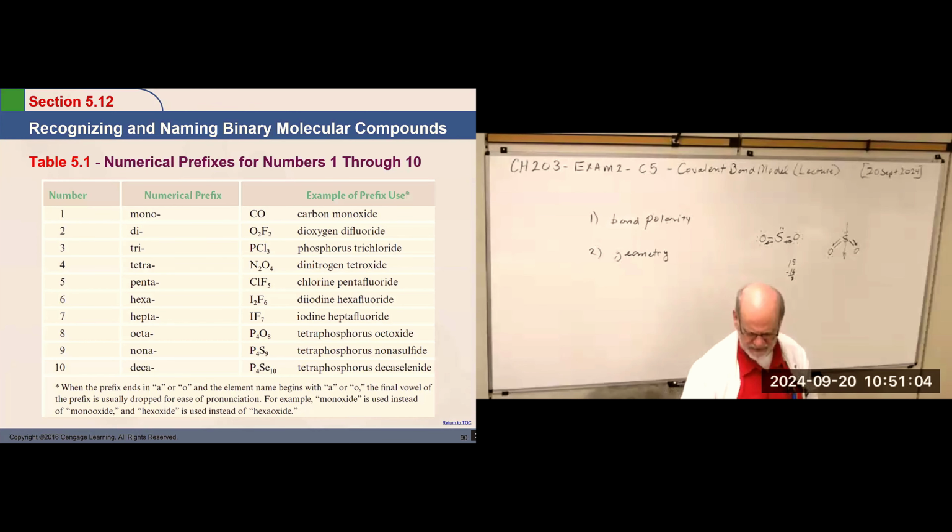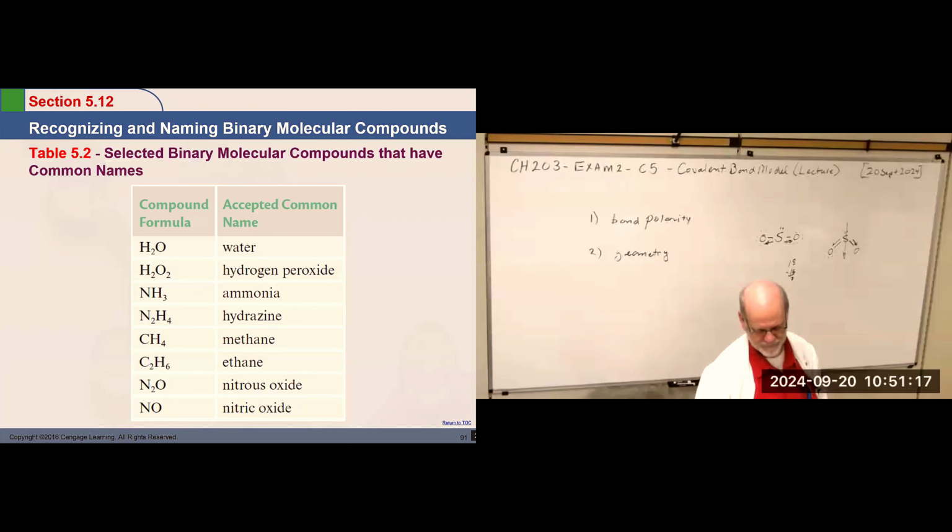And there are your prefixes again. I think I put these in chapter 4 too, didn't I? Those prefixes. I think I did. Those are examples. Some have accepted common names, and these are inherited from antiquity. Water, obviously. Hydrogen peroxide, ammonia, hydrazine.